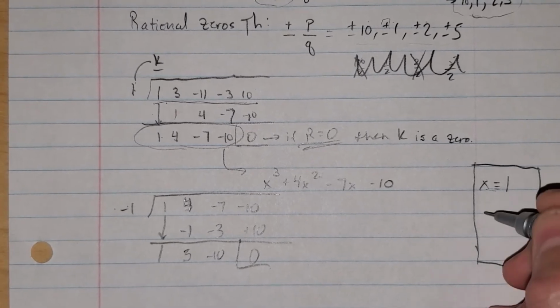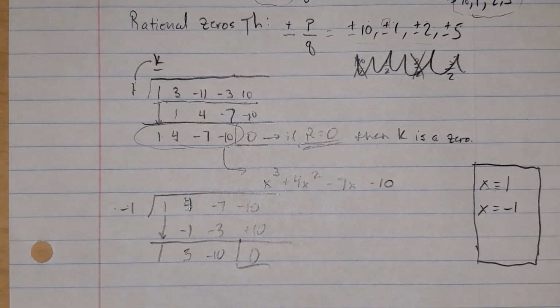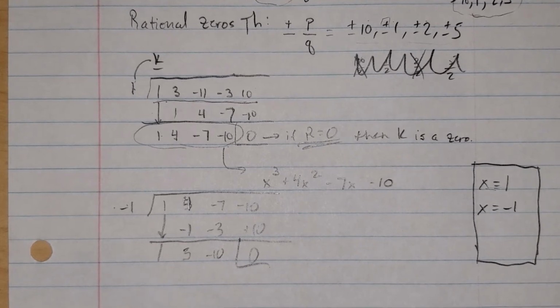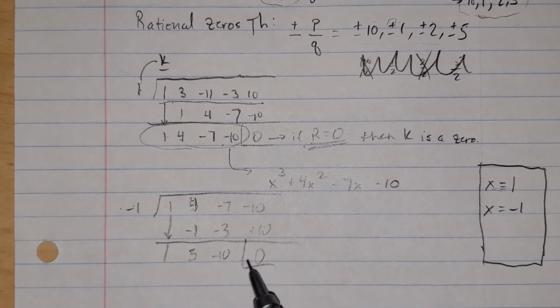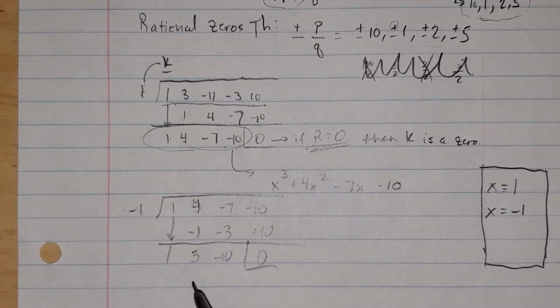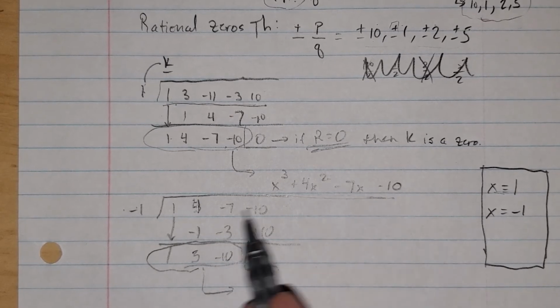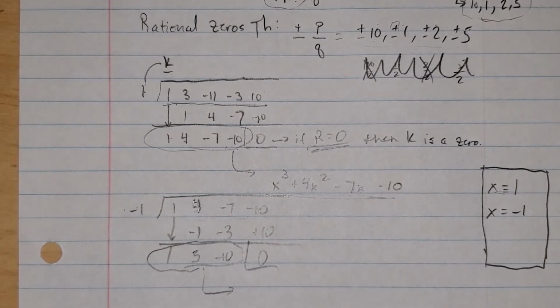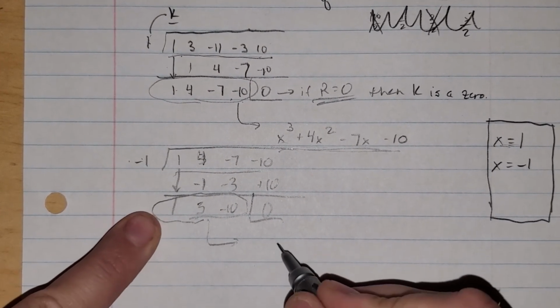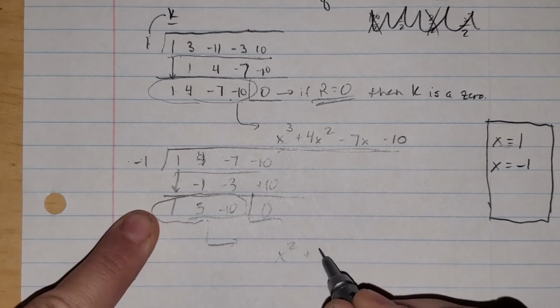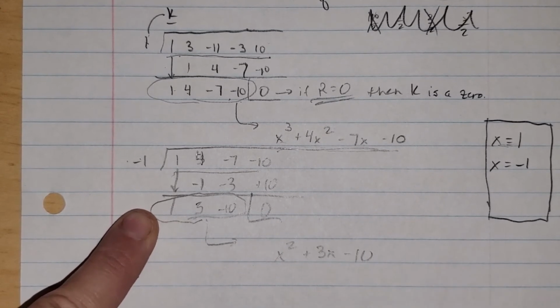So what does that mean? X equals negative 1 is also a solution. Now, the reason that I used these numbers for this second synthetic division is, let's see if you follow along. We started with a 3rd degree polynomial. A little more lead out here makes this a 2nd degree polynomial. Well, what does that give me? It's going to give me 1x squared plus 3x minus 10.